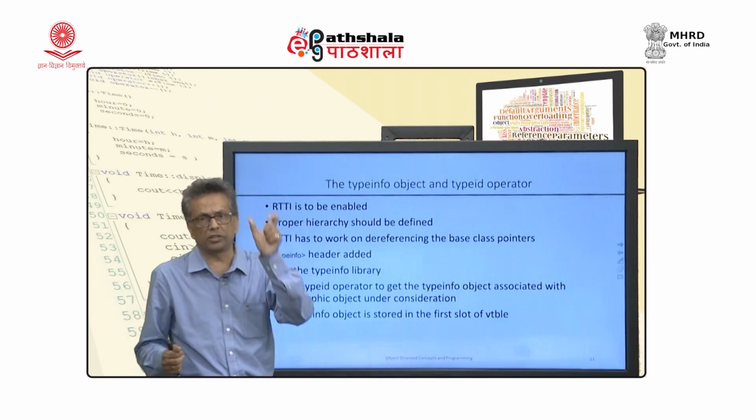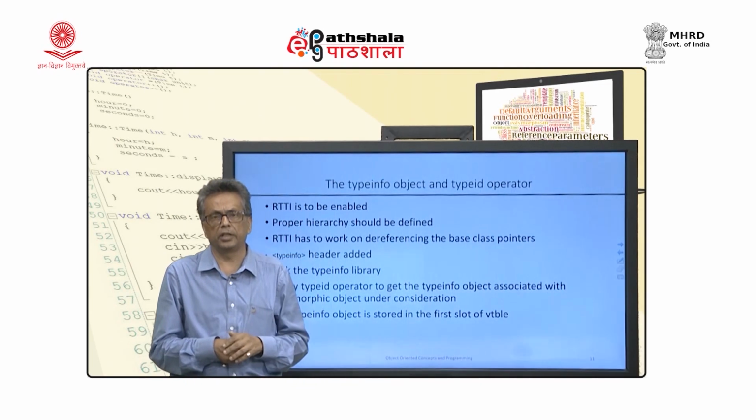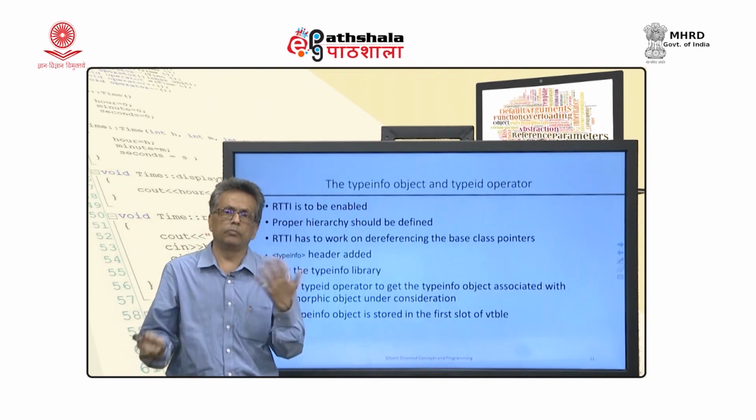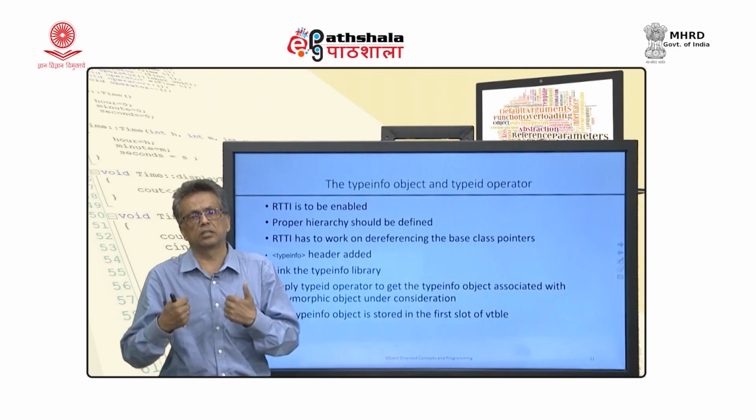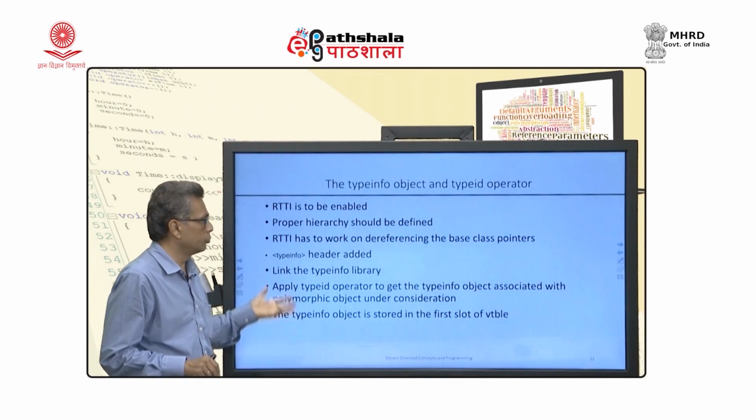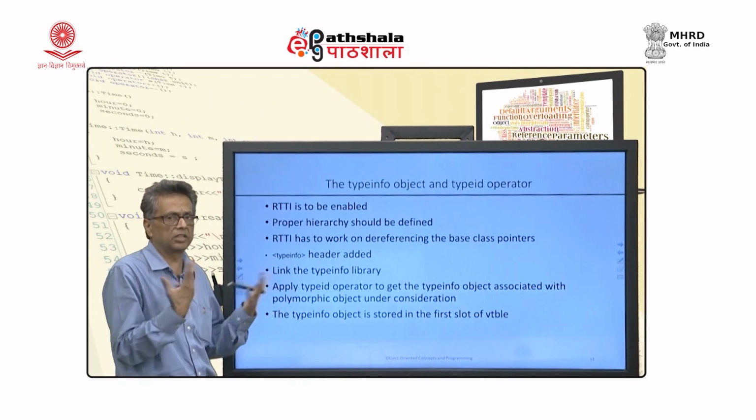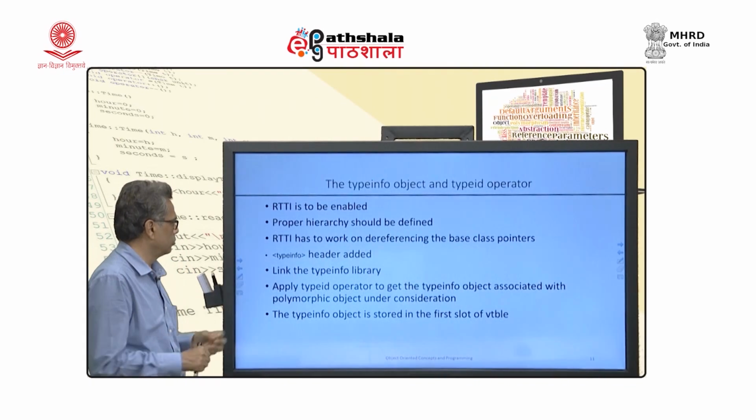There are 2 requirements, the type info header as well as the type info library, and when you include both of them, you get some advantages. What are those? We will soon see. There are 3 operations that we can provide, which can enable us to do many things.